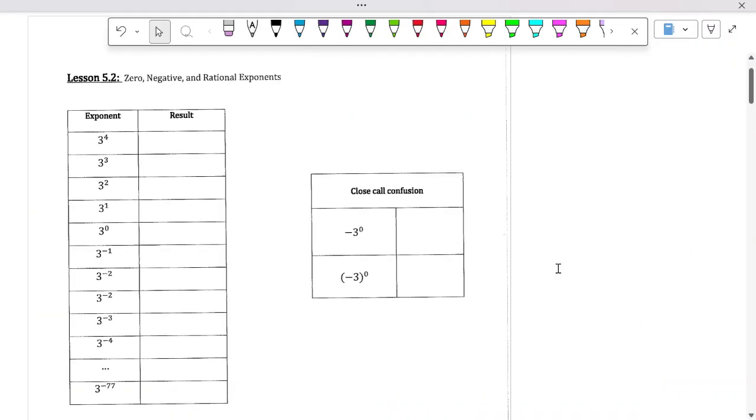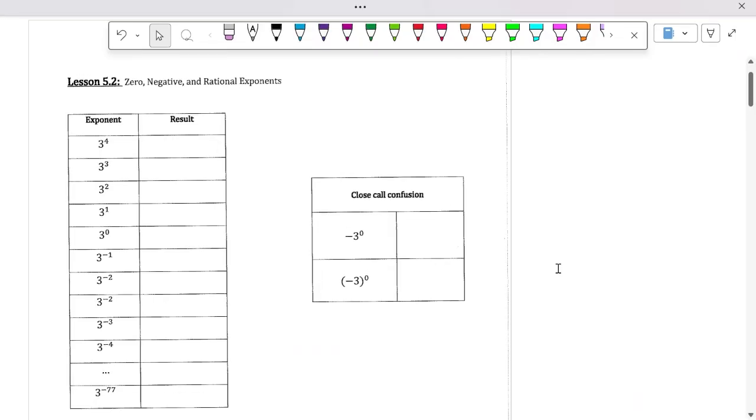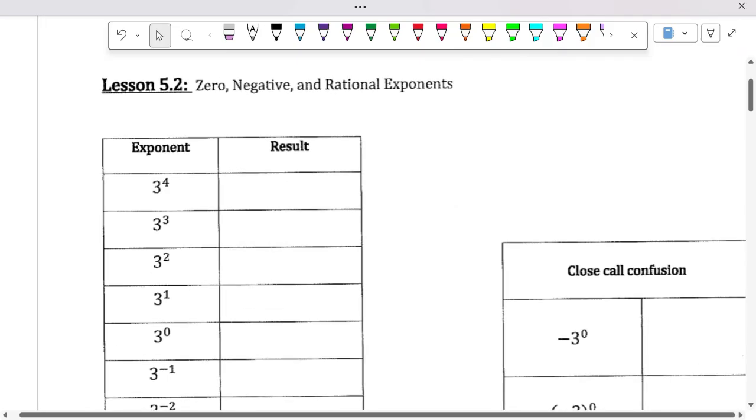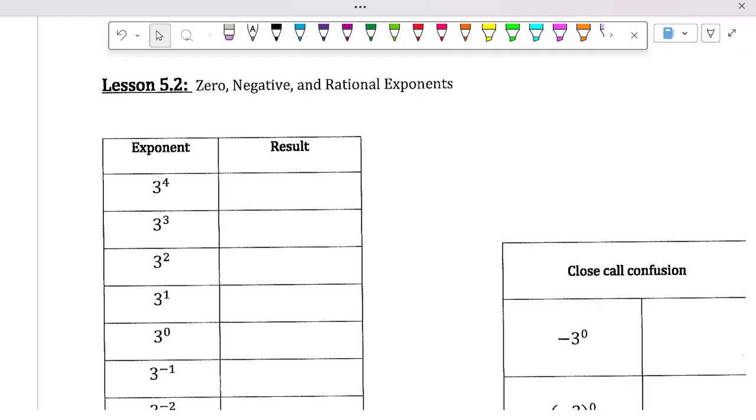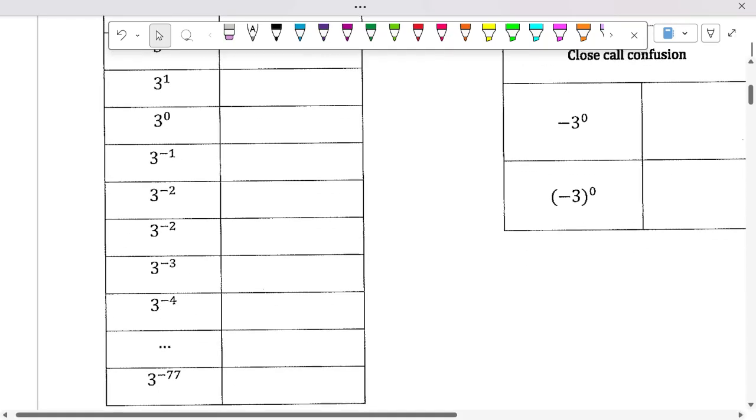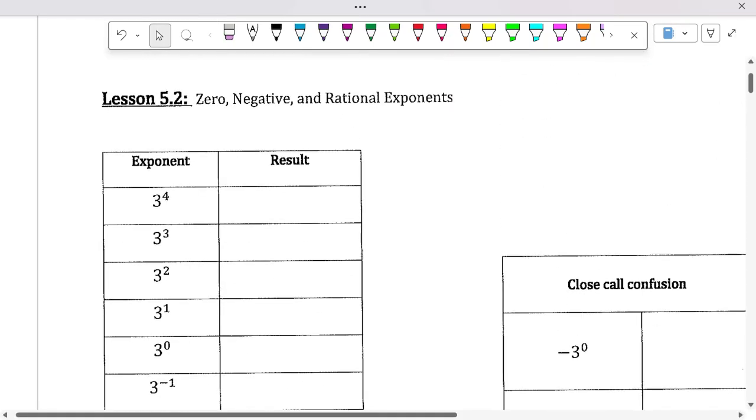All right. So we're dealing with exponents that are anything raised to the 0 power, anything raised to a negative exponent, and anything raised to a rational exponent, which rational is just another name for fraction. All right. So first off, let's just go through and do some of these examples. All right. So just evaluating exponents.